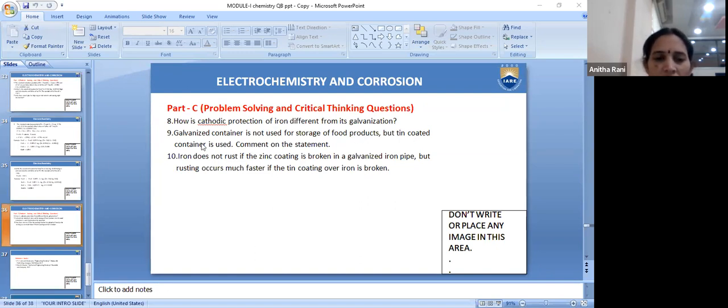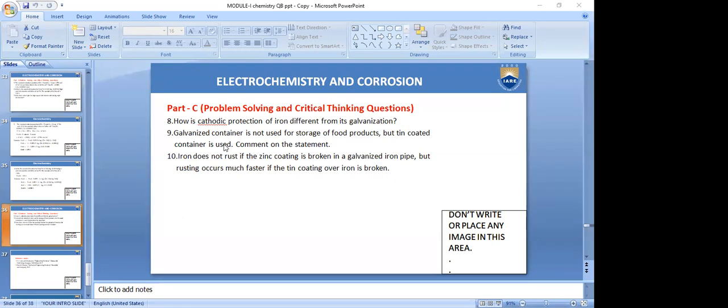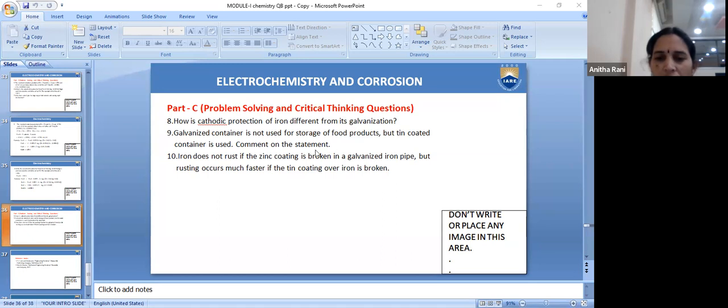But tin coated containers are used. Why? Ma'am, tin is non-toxic in nature, so we can use it for tinned utensils. Tinned utensils we can use for cooking, packing food or storage of food products. So for the ninth question, read carefully, and you have to write my answer if you get it in the CIE1 exam.